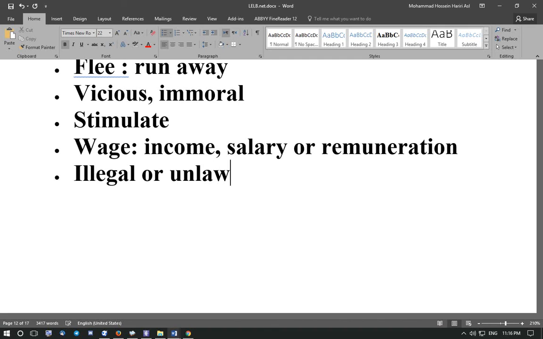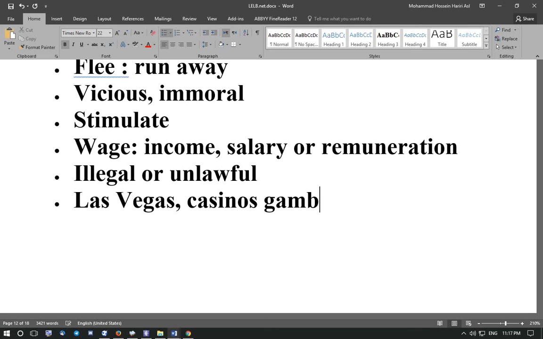In the state of Nevada, particularly the city of Las Vegas, there are so many casinos. Casino is a place with so many specially designed machines for gambling, and there are so many gamblers.